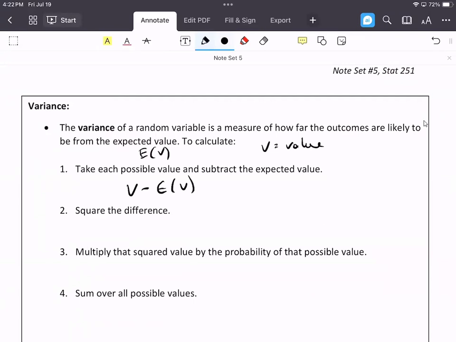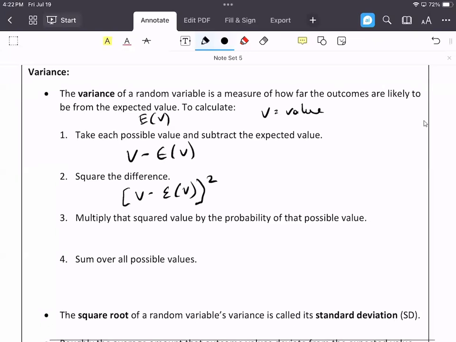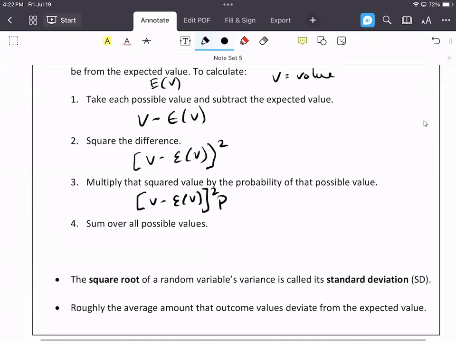Now we're going to square that difference. You're like, well, why would you have to square it? This way, they're all positives and they won't cancel each other out, those differences. Now you're going to multiply that. We're going to weight it effectively by the probability, and then we're going to do that for all the values.